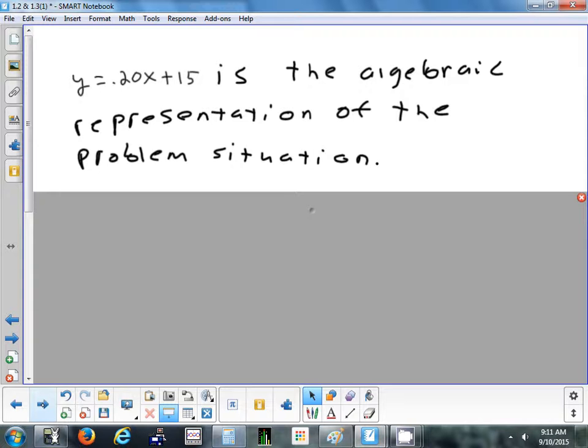All right. So that equation we just came up with is basically an algebraic representation of the problem we had. We've kind of taken out the fact that this problem was about a car, miles, and all that stuff, and we said, here's an equation. Y equals 0.2x plus 15. That represents our problem.